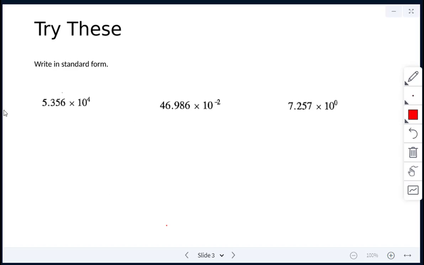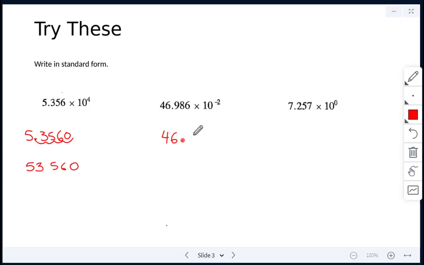For the first one here, we're writing it in standard form. We would just start by writing out the number like this. We know it's a positive exponent, so it's a large number, so we just have to move in the opposite direction. We're going to move to the right: 1, 2, 3, 4. Fill that with a 0. That becomes 53,560.